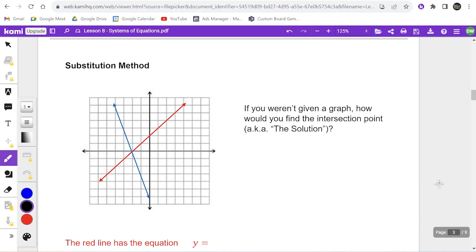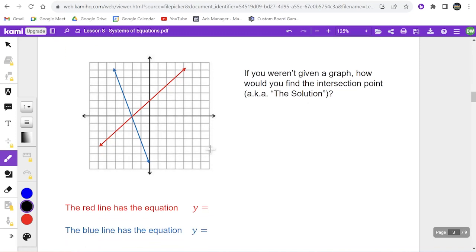Now let's talk about how you'd solve it if I didn't have a graph. In other words, we'll do the substitution method first, then we'll talk about the elimination method. So we already know how to find the intersection point using the graph. I'm not even going to explain that anymore. But now, I just want to say that we can solve it using substitution. We actually did this earlier today.